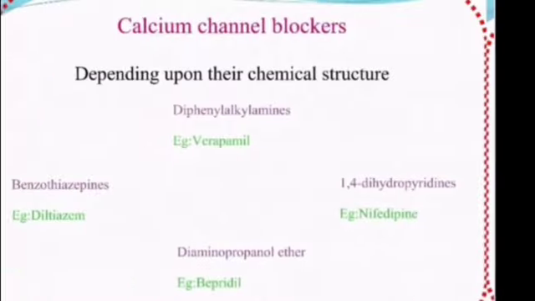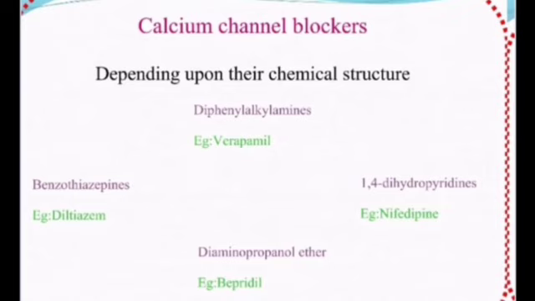At last, the calcium channel blockers, depending upon their chemical structure, are classified in the classification of hypertension drugs. The classes are diphenylalkylamine, 1,4-dihydropyridine, diaminopropanol ether, and benzothiazepine. These are the classification and adverse effect types of hypertension drugs.